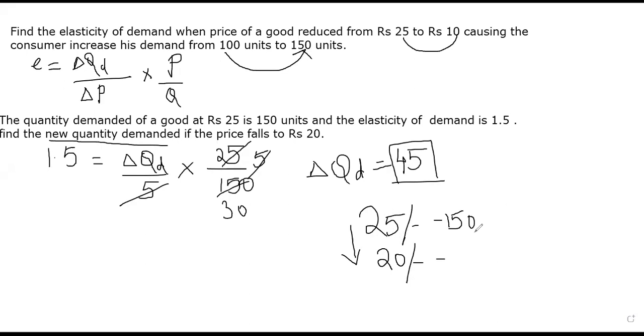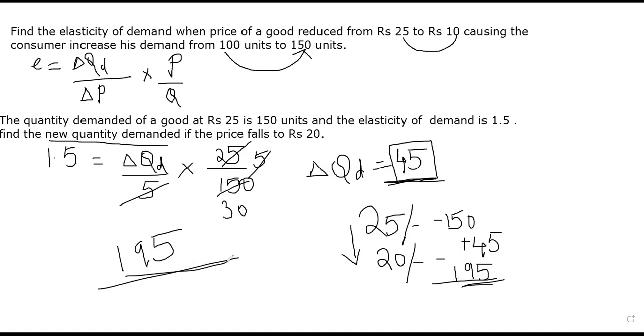To what extent more? You have to add this change in quantity demanded to the older quantity so that you get the new quantity. So your new quantity will be 195. The answer for this question is not 45, it is 195. Those who have written 45 as the answer, that would not be your answer. You have reached only halfway. You have to complete the calculation to get the answer.